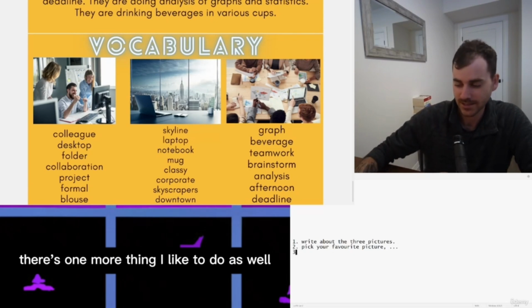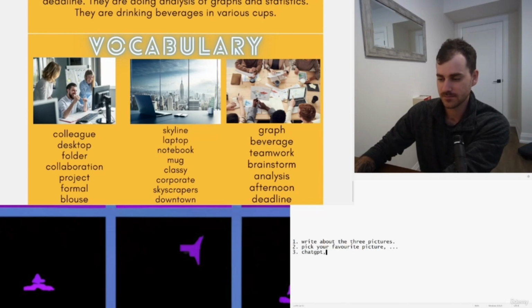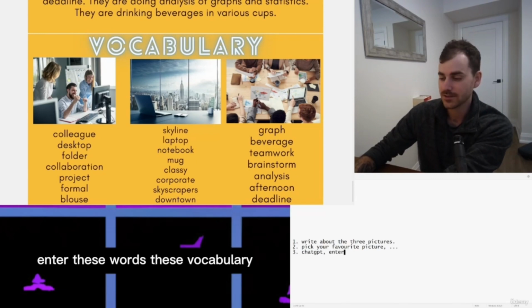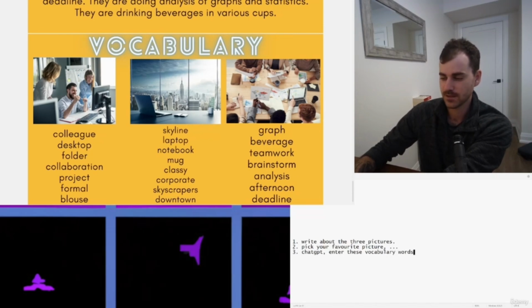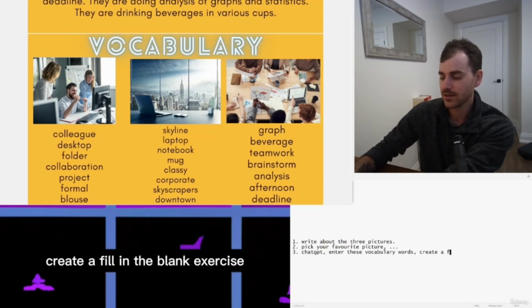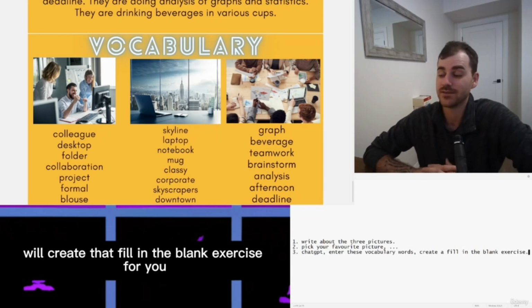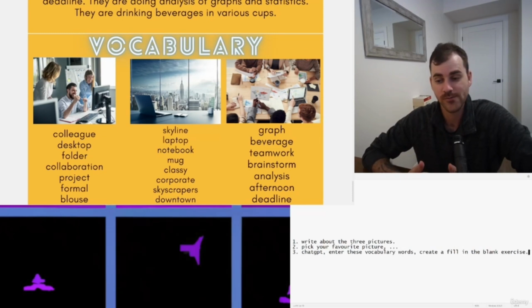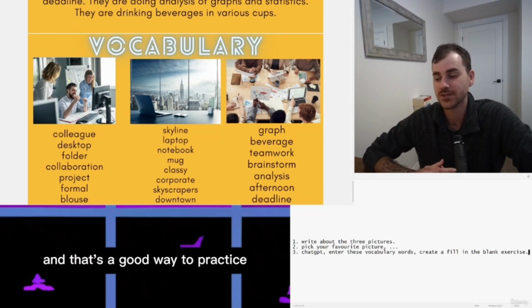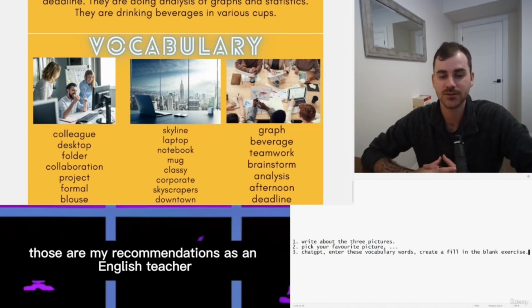There's one more thing I like to do as well. You can use ChatGPT, enter these words, these vocabulary, and then type create a fill in the blank exercise. And the ChatGPT will create that fill in the blank exercise for you, for your words. And that's a good way to practice. Those are my recommendations as an English teacher.